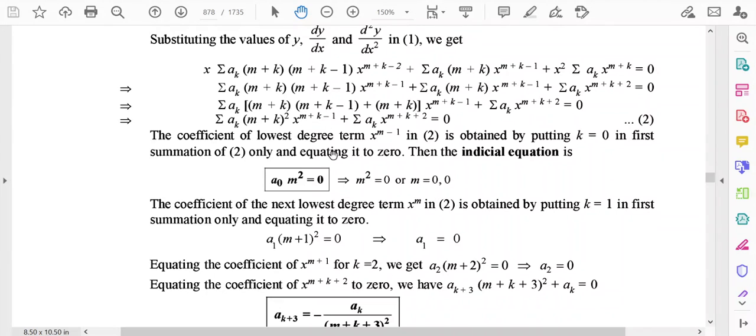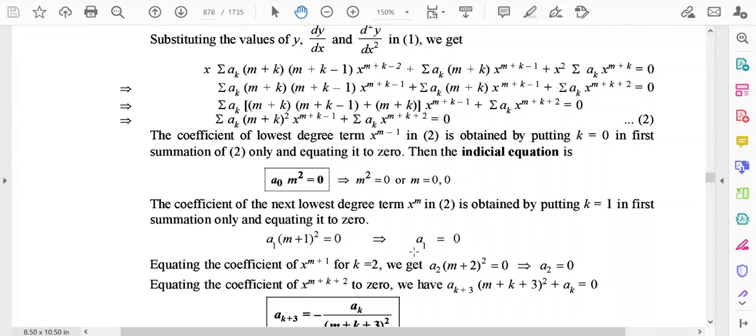Then what you have to do, you have to calculate the coefficient of the next lowest power of x. So if this is x to the power m minus 1, next we are going to calculate the coefficient of x to the power m. How can we calculate it? You have to put k is equal to 1 here, then the power of x will be x to the power m in the first summation only, and we have to equate it to 0. Then we can see that a1 is equal to 0, because m is equal to 0.